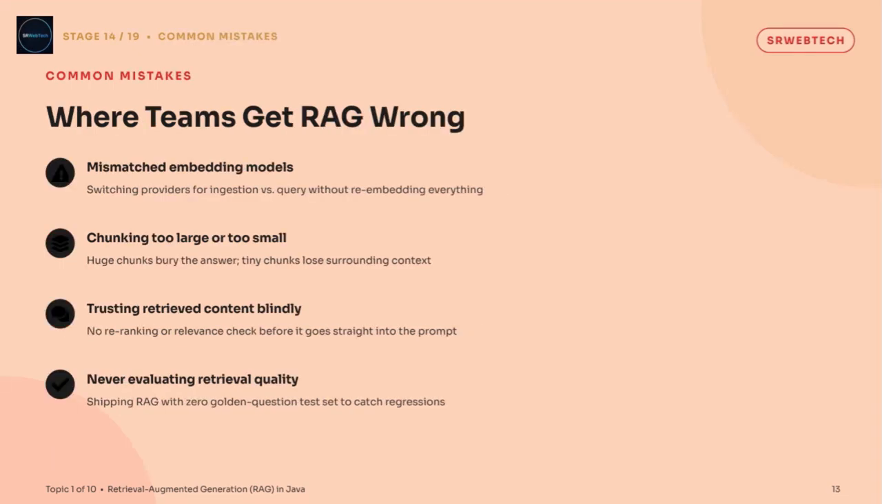When teams dive into Retrieval-Augmented Generation, they often stumble on a few common mistakes. Sometimes, they ship RAG without a solid test set to catch regressions, which means issues slip through. Other times, they never evaluate how well retrieval actually works, or skip re-ranking and relevance checks, trusting everything blindly. Chunk size is another trap: too big, and the answer gets buried; too small, and you lose context. And switching providers without re-embedding causes mismatched models. These pitfalls can quietly undermine your results.